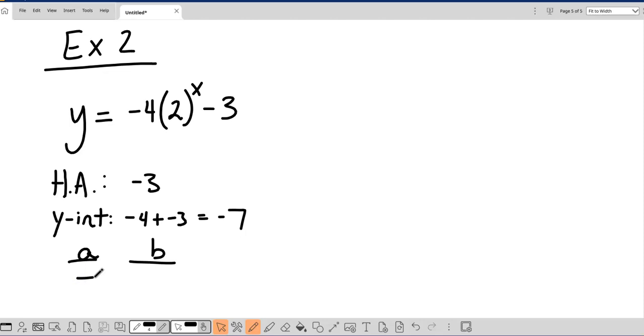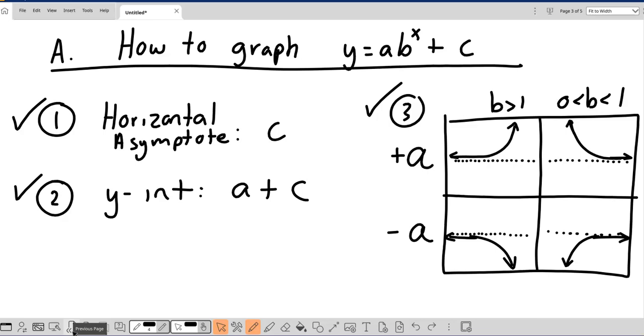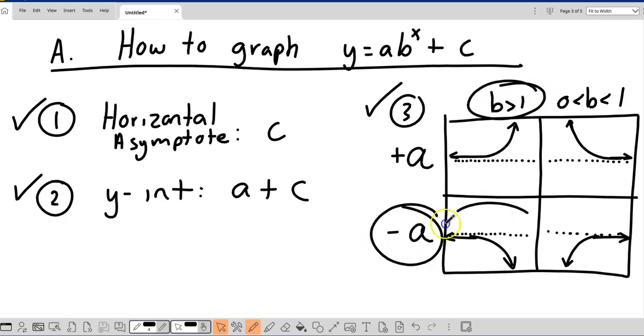How about my B value? For that one, I don't care if it's positive or negative. It's always going to be positive for the B value. For B, I care about whether it's bigger than 1 or less than 1. So, well, what is it? Bigger than 1. So we're looking for the shape where A is negative and B is greater than 1. A is negative and B is greater than 1. That would be this shape right here. So flat on the left, down on the right.